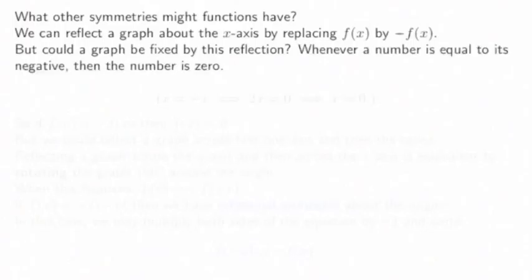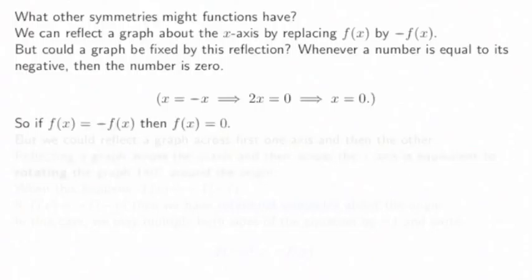What other symmetries might a function have? We can reflect the graph about the x-axis by replacing f of x by minus f of x. But could a graph be fixed by this reflection? Whenever a number is equal to its negative, then the number is equal to 0. x equals minus x implies that 2x is 0, which implies x is 0. So if f of x was minus f of x, then f of x would have to be 0.